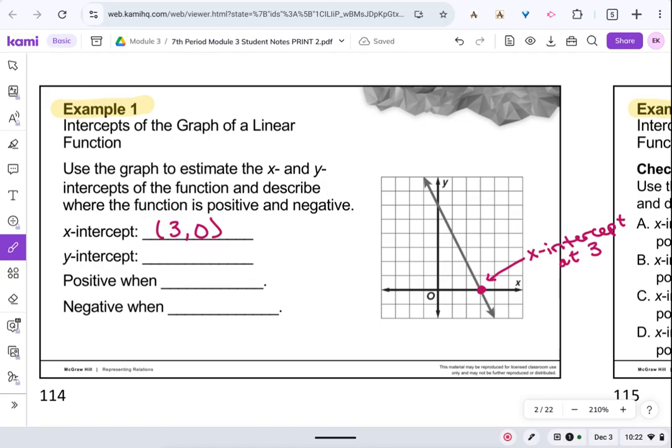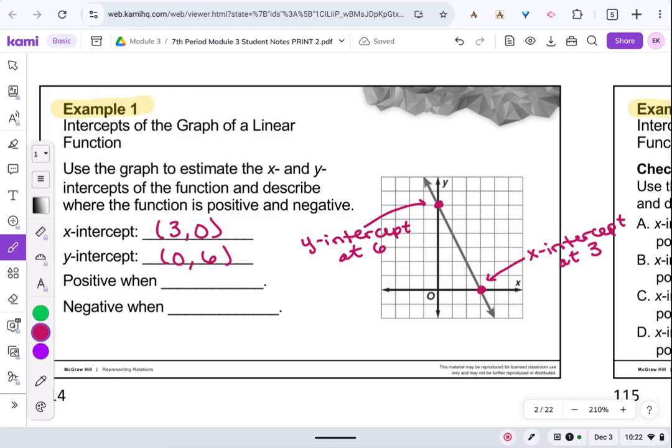The y-intercept is where it crosses the y-axis, so that's right here. And that's at 1, 2, 3, 4, 5, 6. So we go up 6 to get to that. And again, that one, it's 0, comma, the number that we use. So linear graphs, when they're a line, they just have two. One of each, an x-intercept and a y-intercept.